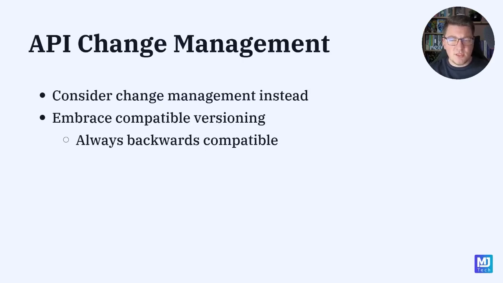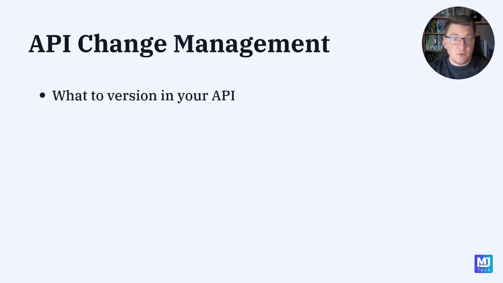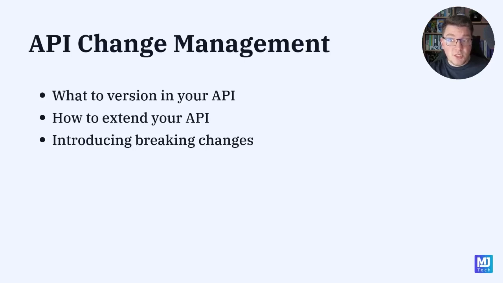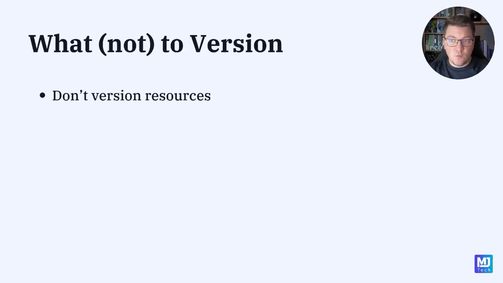So if this seems interesting, let's consider how we could approach implementing change management in practice. So we have to consider a couple of things here. What should we version in our API and what shouldn't we version? How do we extend our API if we want to introduce new functionality or change our representations? How do we introduce breaking changes if we are absolutely forced to make a breaking change? And how do we deprecate old API versions? If we figure out all of these things, then we will have a good plan for our API change management strategy that's going to minimize the number of breaking changes that we need to make and basically eliminate the need to do API versioning.